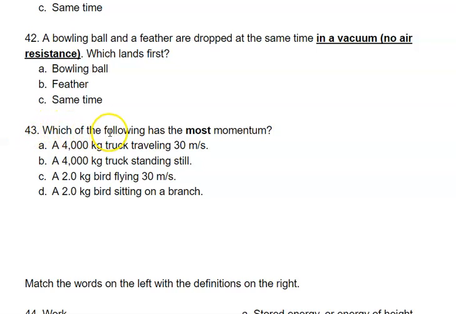43. Which of the following has the most momentum? A, a 4,000 kilogram truck traveling at 30 meters per second. B, a 4,000 kilogram truck standing still. C, a 2 kilogram bird flying at 30 meters per second. D, a 2 kilogram bird sitting on a branch.